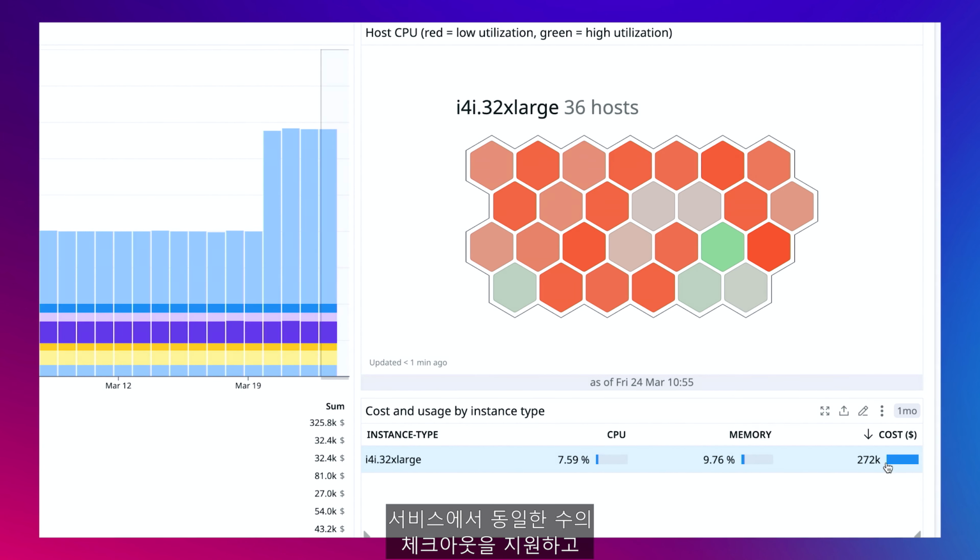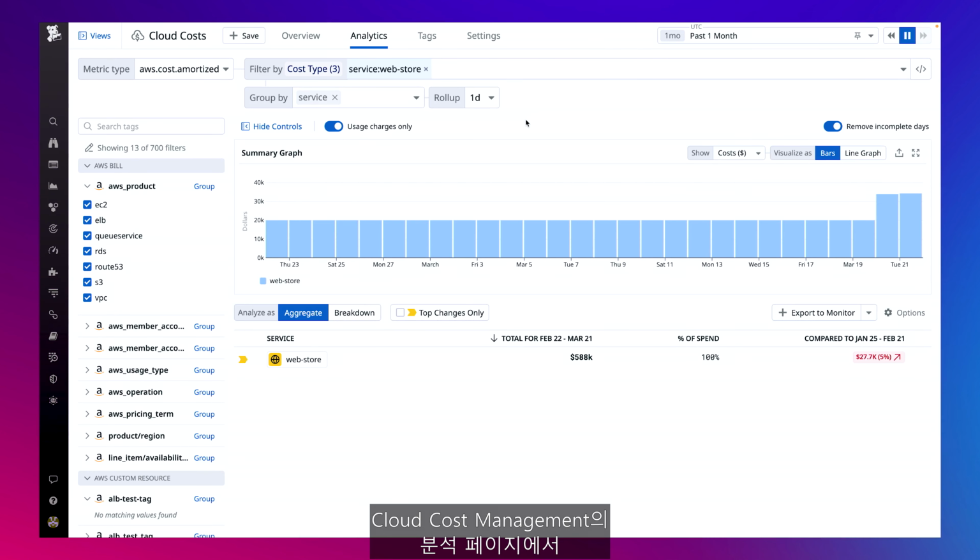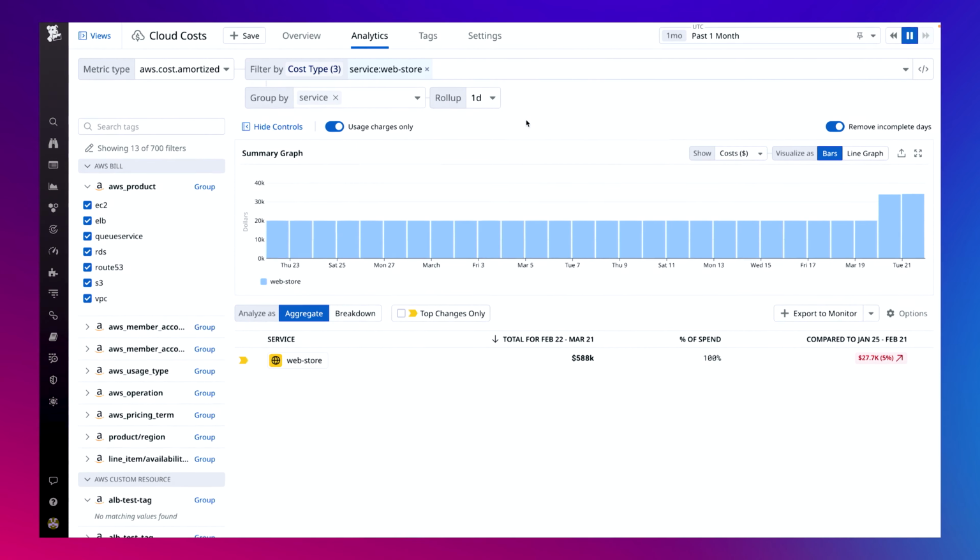If the service is supporting the same number of checkouts and my instances are underutilized, it's possible the team spun up more instances or migrated to a larger instance type. To confirm what changes in our instances were made and when, I can use Cloud Cost Management's analytics page to drill down further into our web store's EC2 costs over time.